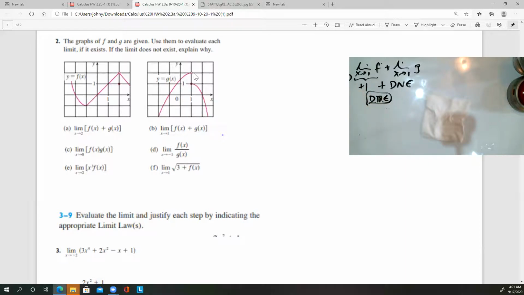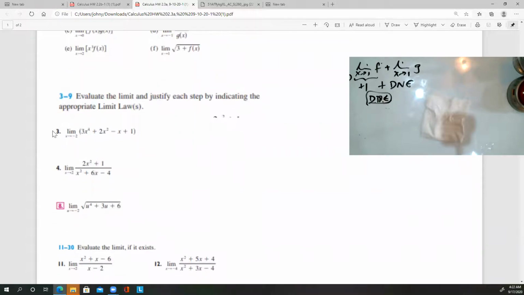Part C, D: the limit of its product becomes the product of its limits. The limit of its product means something that's being multiplied becomes the product of its limits. Limit as x approaches 0 of function f times the limit as x approaches 0 of g of x. The limit of its quotient becomes the quotient of its limits, etc., etc. Okay.